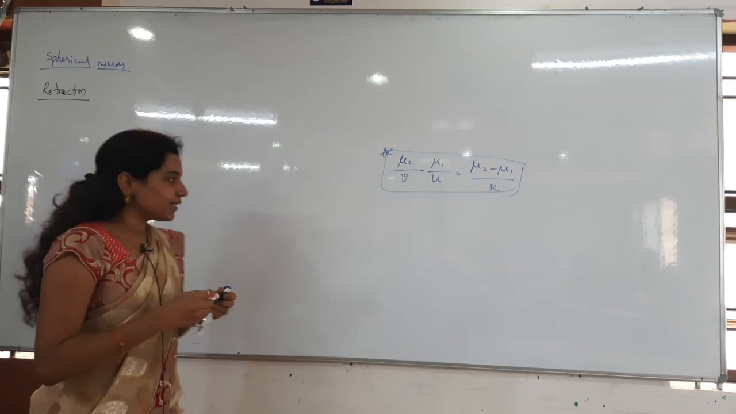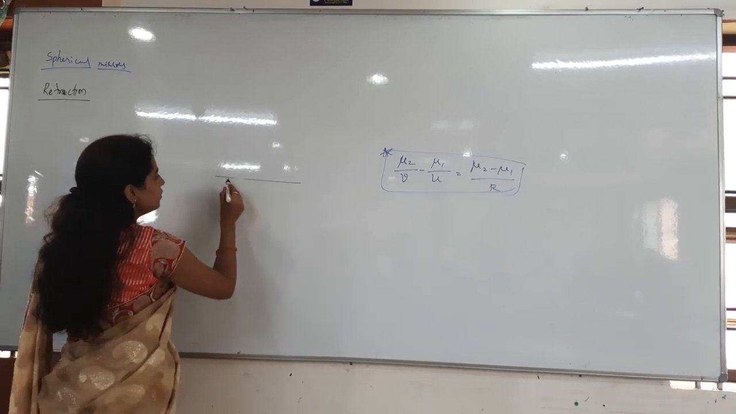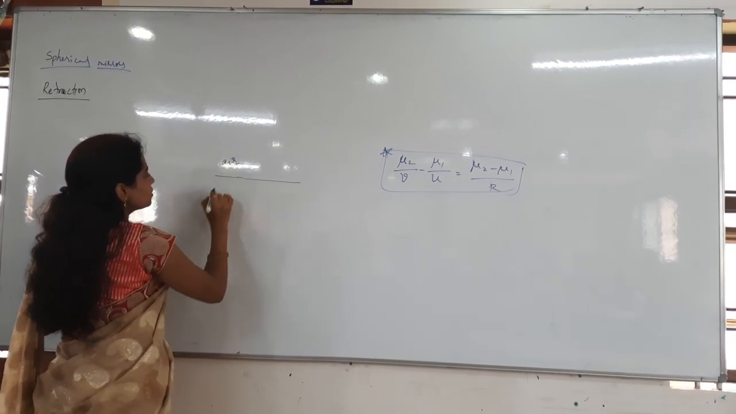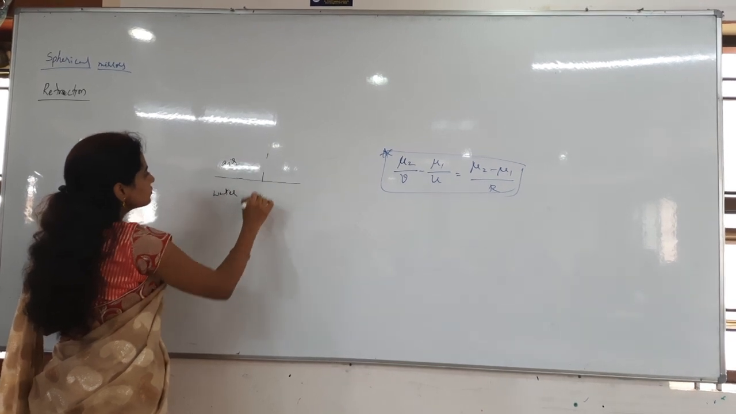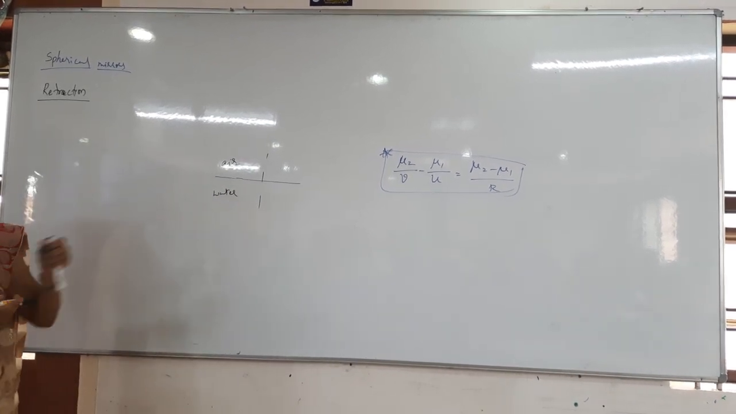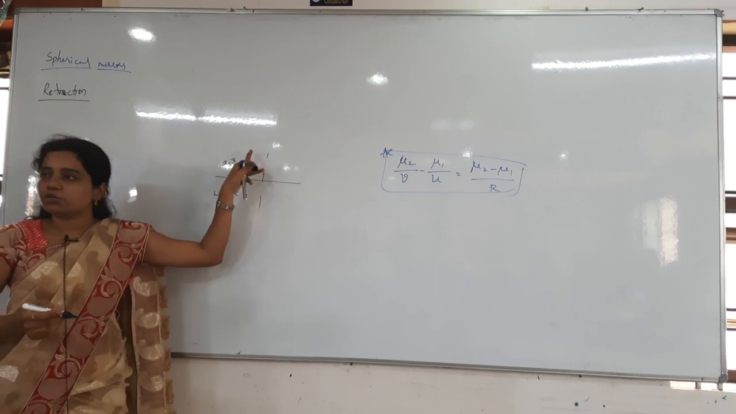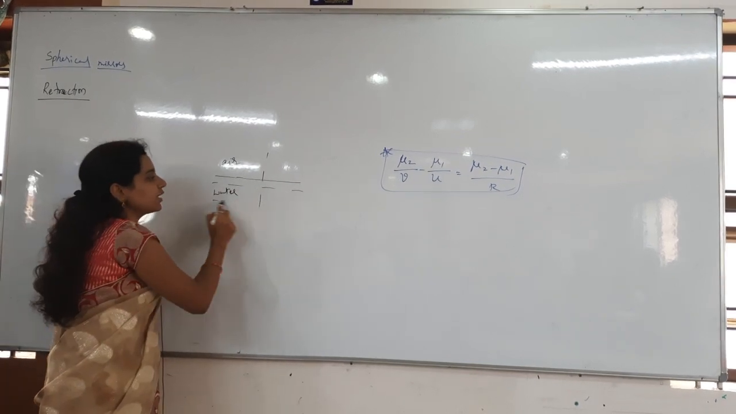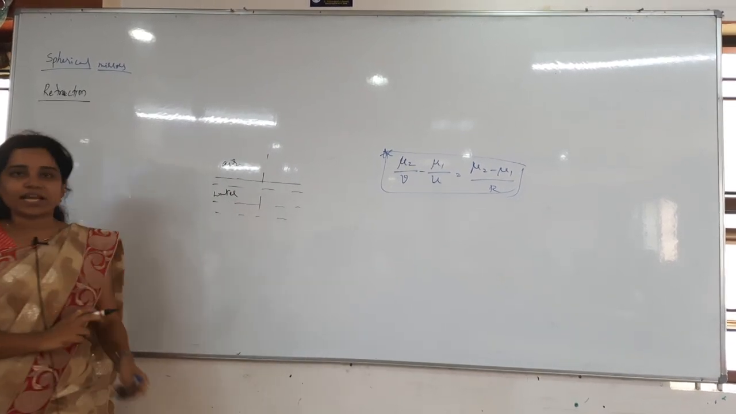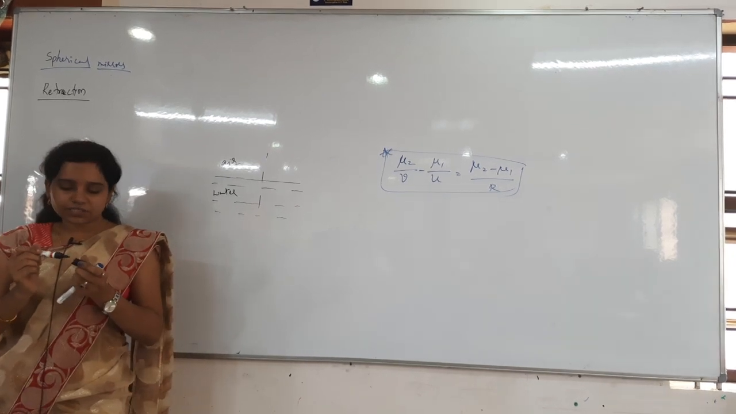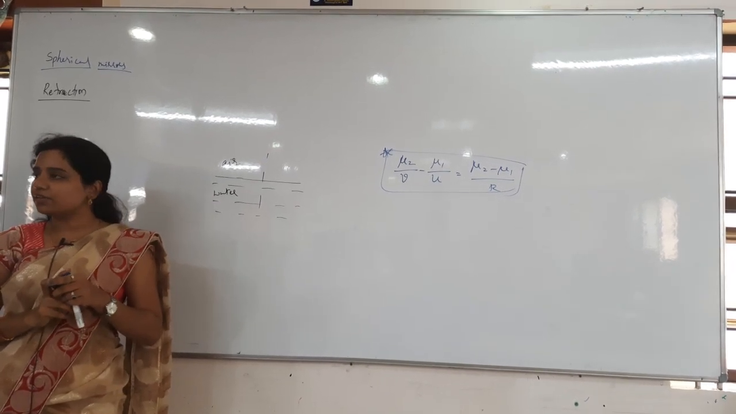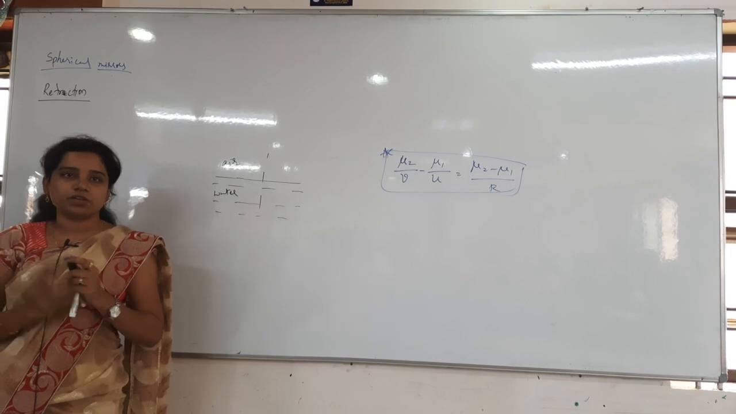Refraction means, for example, this is the air medium and this is the water medium. This is the boundary which is separating the two mediums here. Inside the water, can we see the light? Yes, we can see the light in water. So that light is entering into the water also.